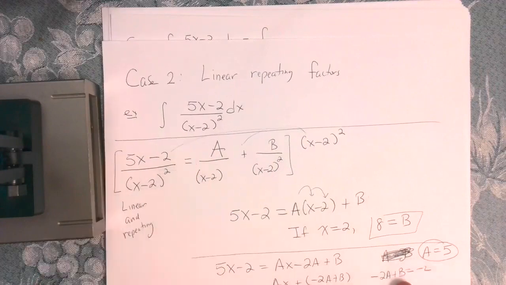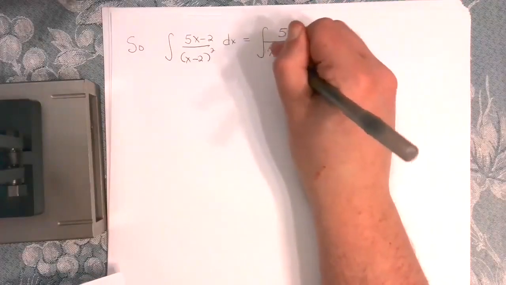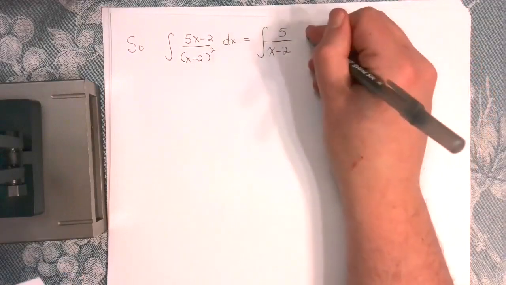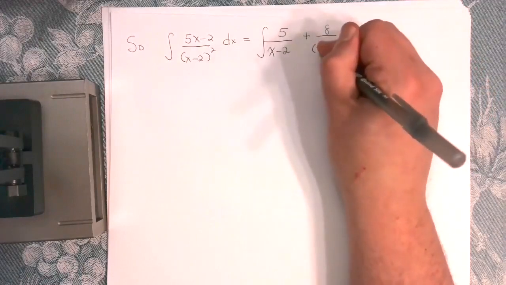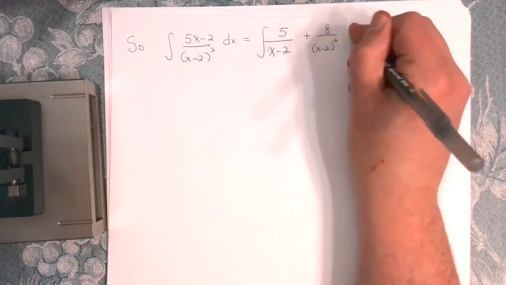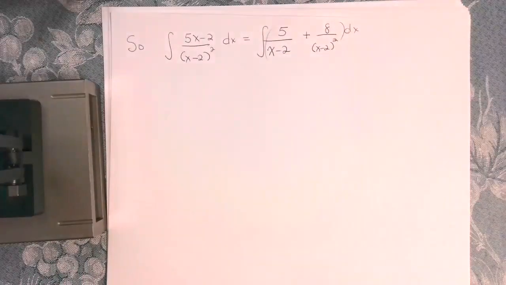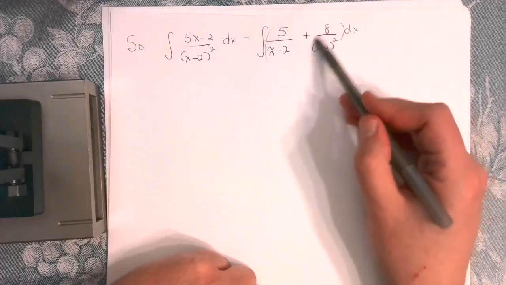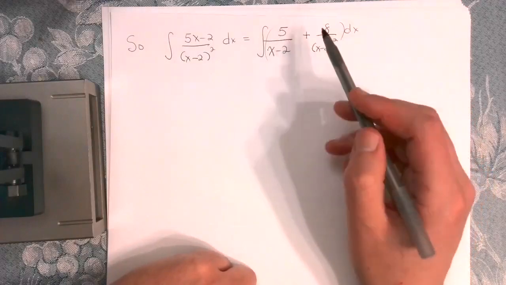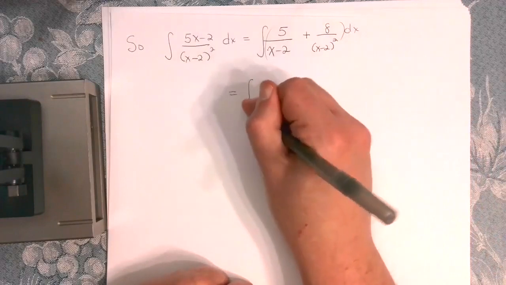So a in for a means that's 5 over x minus 2. And again, we're plugging b in for b. Well, b is 8, and that's over x minus 2 quantity squared dx. Because these require different techniques, I mean, this is going to be a u sub and this is a natural log, I'm going to split it up. Typically, I only split it up if they require different techniques.